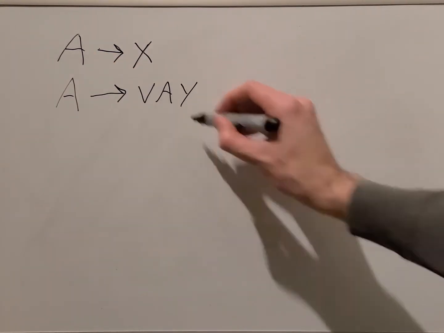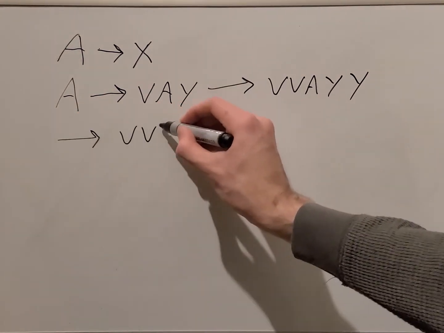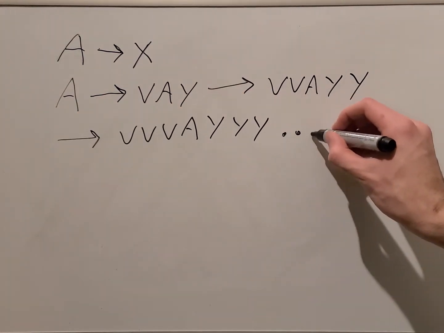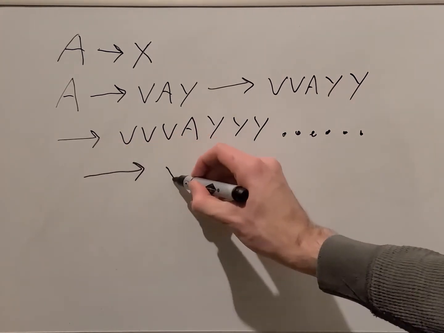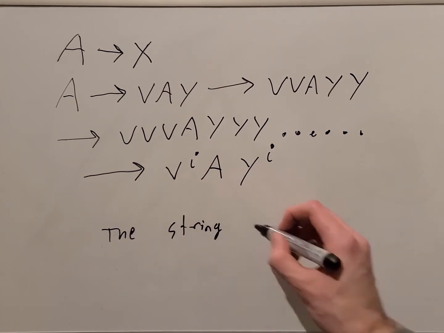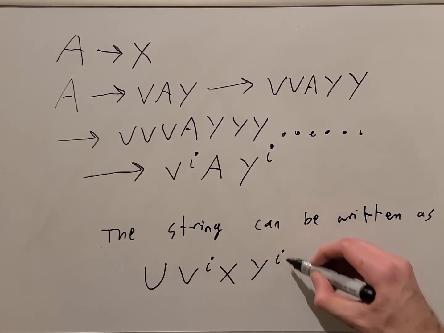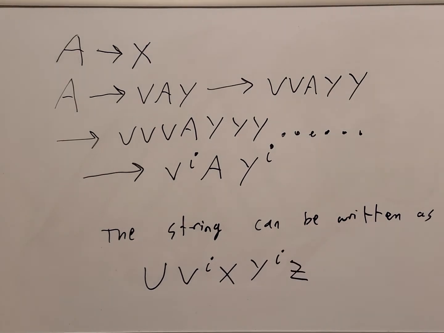So what does this tell us? Well, we know that A can eventually generate x, but we also know that it can generate another copy of A, flanked by v and y. When we replace that A with vAy, we get vvAyy. Doing this recursively means A can generate v^i A y^i. So rather than u, v, x, y, z, our final string instead can be written u v^i x y^i z, with 2 pieces repeating the same number of times.